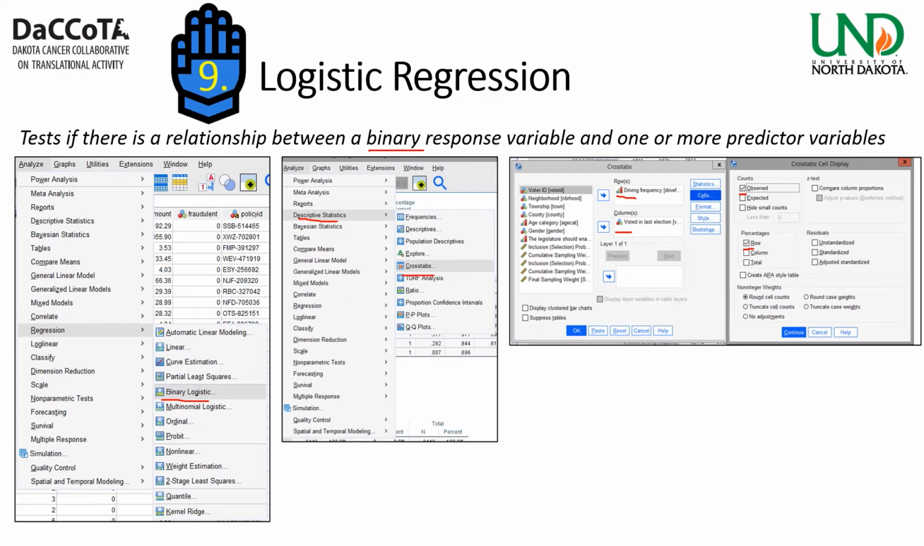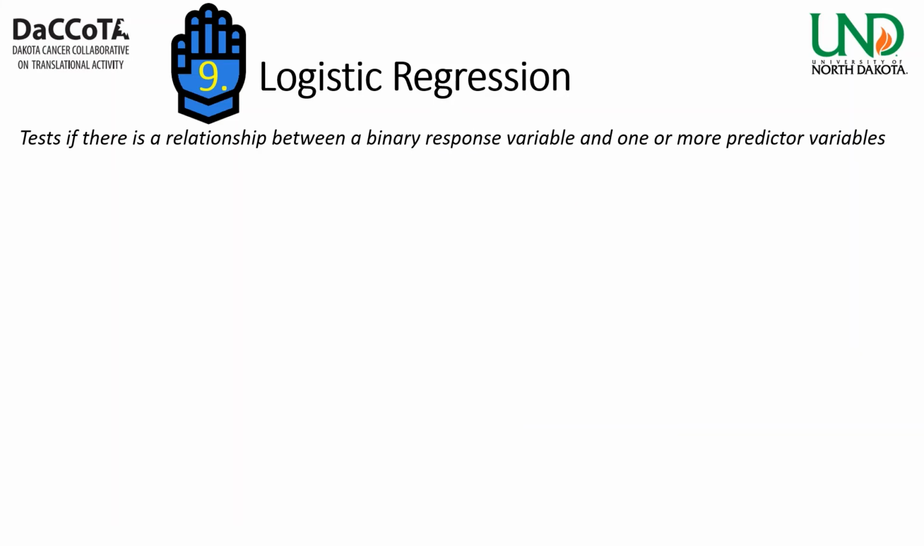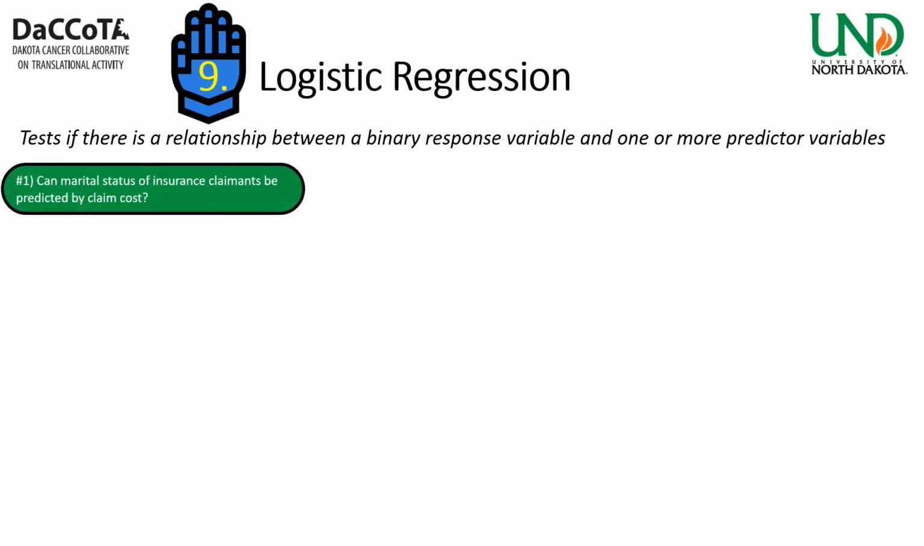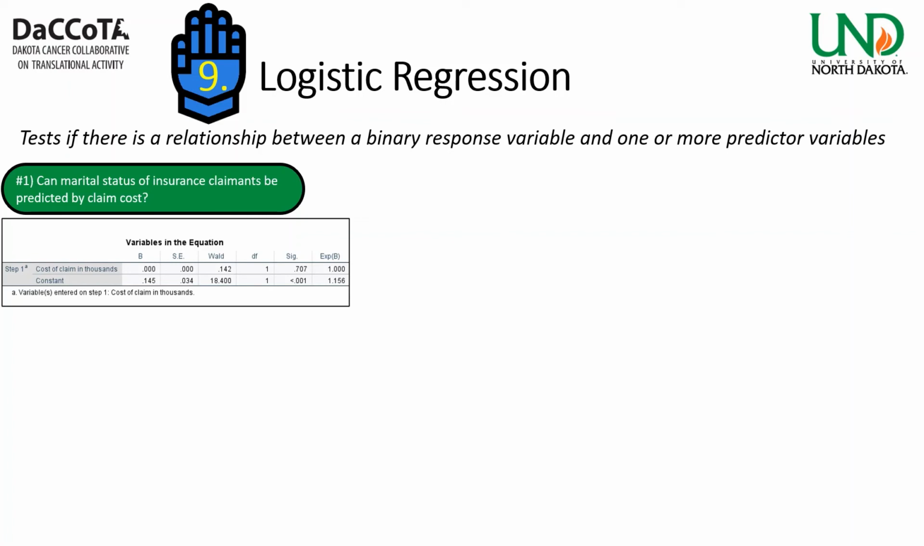Let's get started here in our examples with insurance claimants. So can marital status, yes or no, be predicted by claim cost? We'll run our logistic regression. Now instead of an F or a T statistic, we have a Wald statistic here. So we'll look at that for significance, and this was not significant.